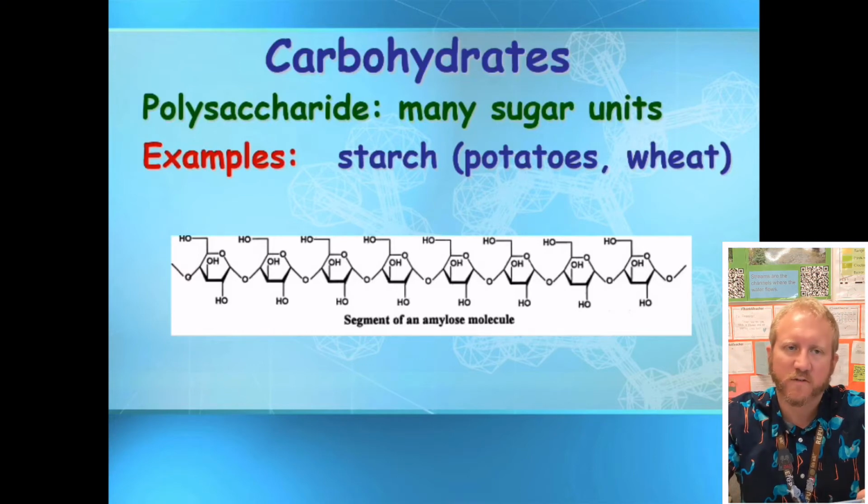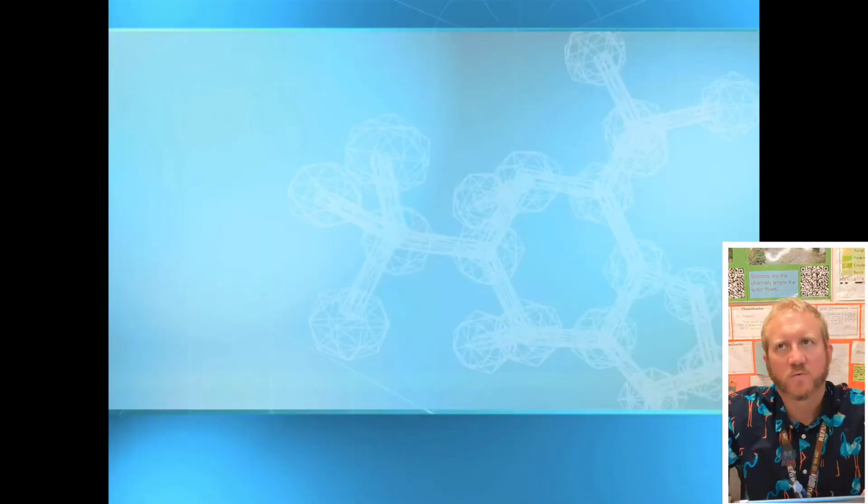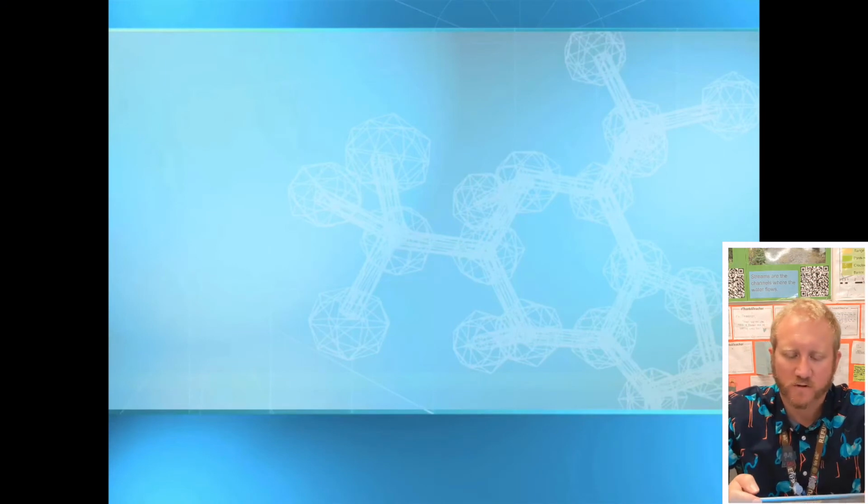And so this is the stuff you find in potatoes, like your French fries and stuff like that, and in wheat, so your pastas and stuff like that are starches. Corn has a lot of starch in it also. It's one of the reasons why it's kind of sweet, because of some of those sugars.